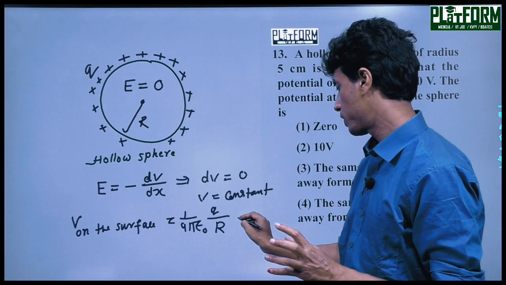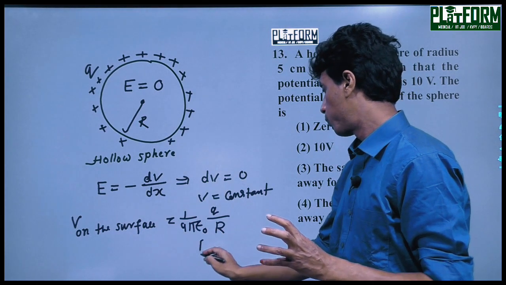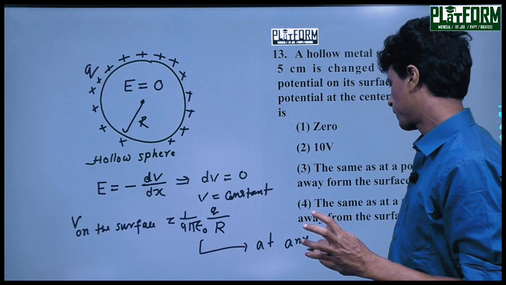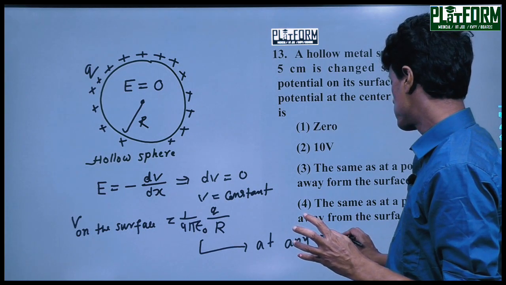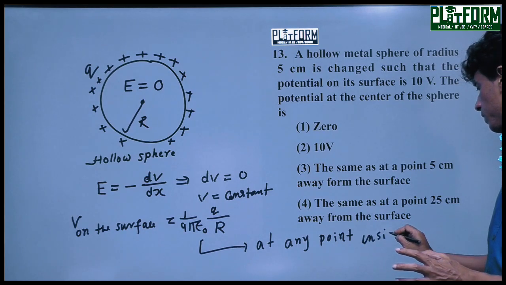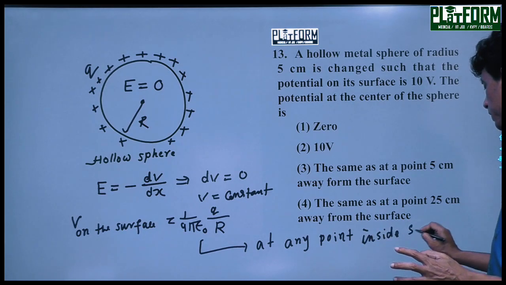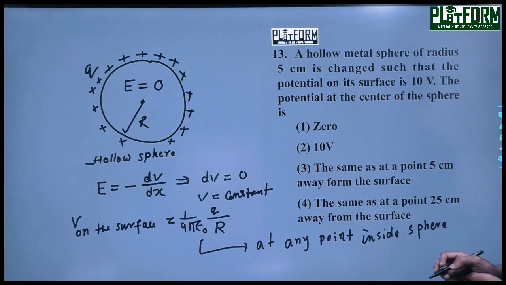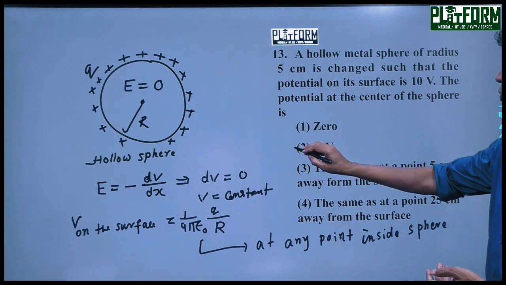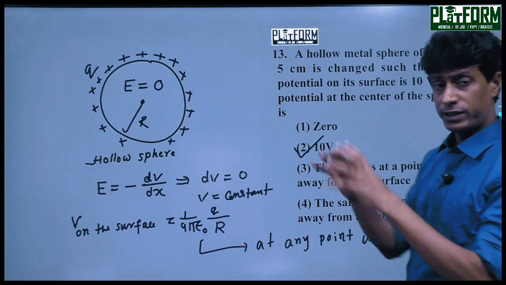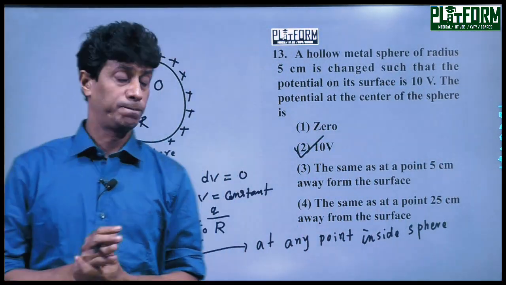So it is the potential at any point inside the sphere. So the right option here is 2. Potential on the surface is 10 volt, so the potential inside this sphere is also 10 volt.